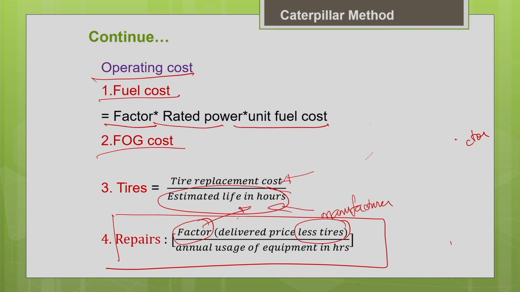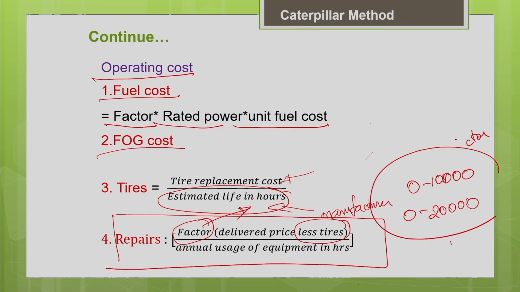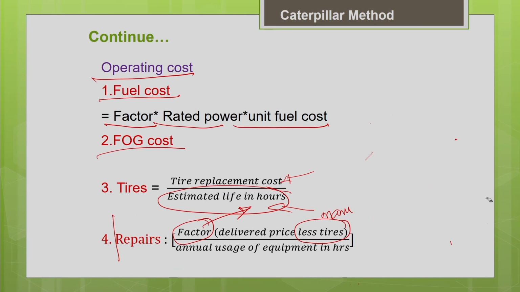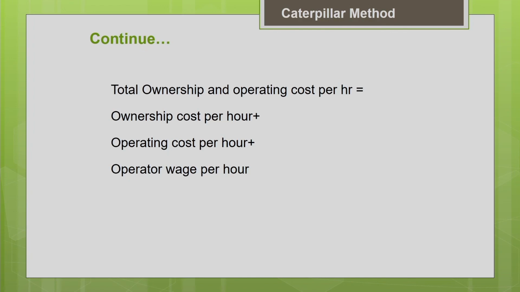These factors you can get from the literature for different project conditions, or from the equipment handbook. As I told you, in the Caterpillar handbook you can see that for different ranges of operating hours these repair factors are given. For example, 0 to 10,000 hours, you can get a repair factor, 0 to 20,000 hours of operating hours of the machine, so accordingly your repair factor will vary. You can get these values depending upon the handbook you are referring to. Finally, divide by the annual usage of the equipment in hours, so that you can get your hourly repair cost.